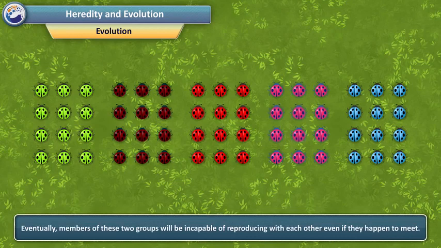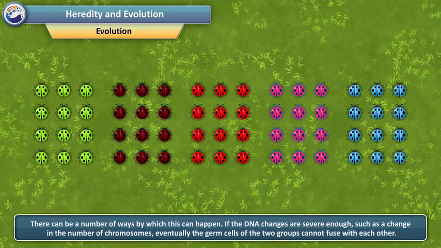Eventually, members of these two groups will be incapable of reproducing with each other even if they happen to meet. There can be a number of ways by which this can happen. If the DNA changes are severe enough, such as a change in the number of chromosomes, eventually the germ cells of the two groups cannot fuse with each other.